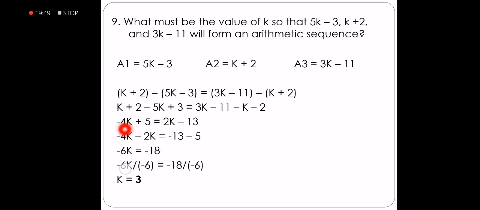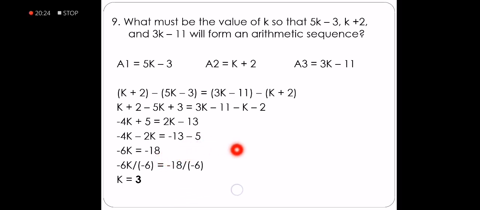5k is negative 4k. 2 plus 3 is positive 5 equals 3k minus k is 2k. Negative 11 minus 2 is negative 13. Okay, pagsasamahin natin ngayon yung parehas na may k at yung parehas na constant. So, negative 4k, ililipat natin si positive 2k, magiging negative 2k. Equals negative 13, ililipat natin si 5, magiging negative 5. Negative 4k minus 2k is simply negative 6k. Equals negative 13 minus 5 is negative 18.